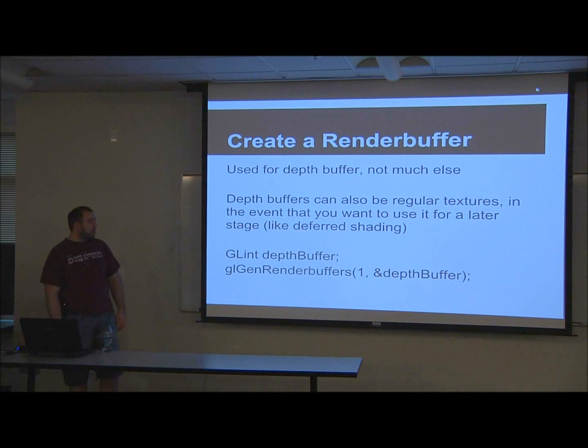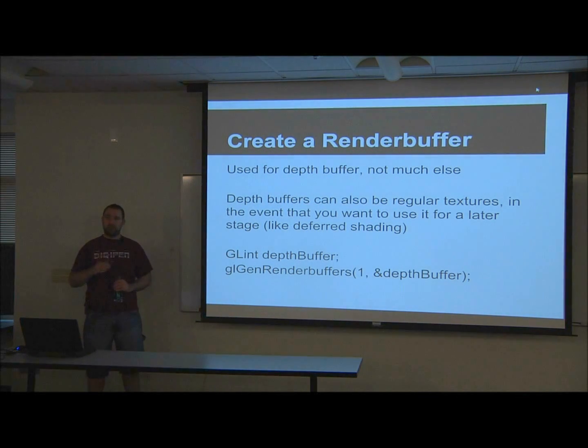Then there's a thing called a render buffer. A render buffer is another one of those great features that they thought would be the way hardware would work in the future, and it kind of isn't. The idea of a render buffer is that they are faster than textures, and they're faster because you can't use them for anything. Basically, you can use them for depth buffers and nothing else.